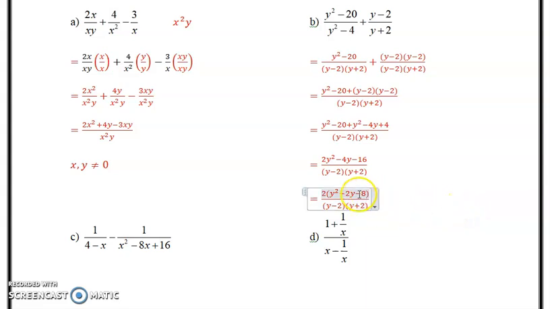Then, two numbers multiplied together give us negative 8, added together to give us negative 2. I'm going to go to the left just because I'm running out of space. So that gives us 2 bracket y minus 4, y plus 2. And again, the y plus 2's we can get rid of. And again, I'm just going to go to the right of this just because I'm running out of room. That equals, I'll recopy this.